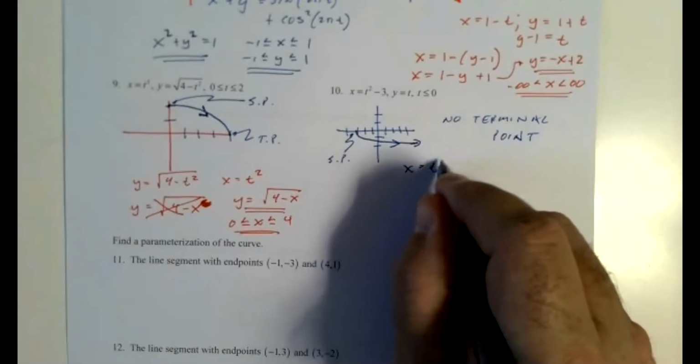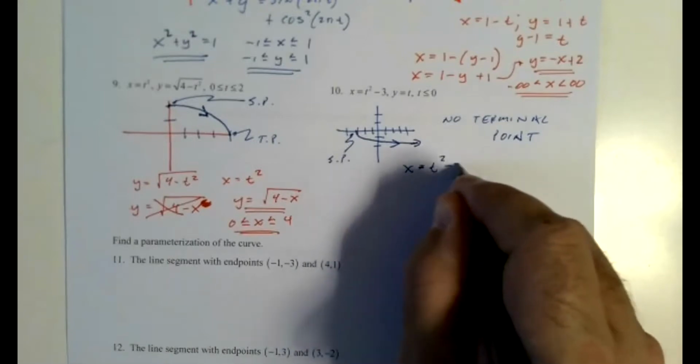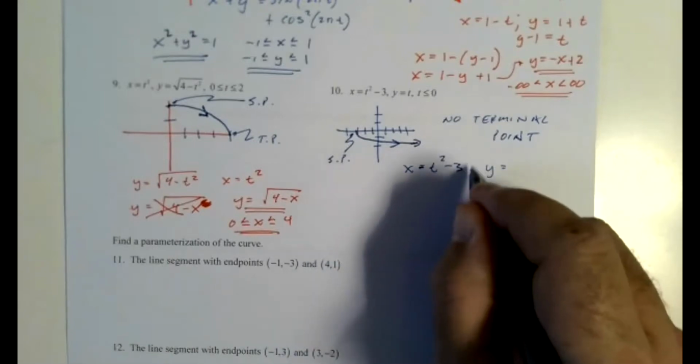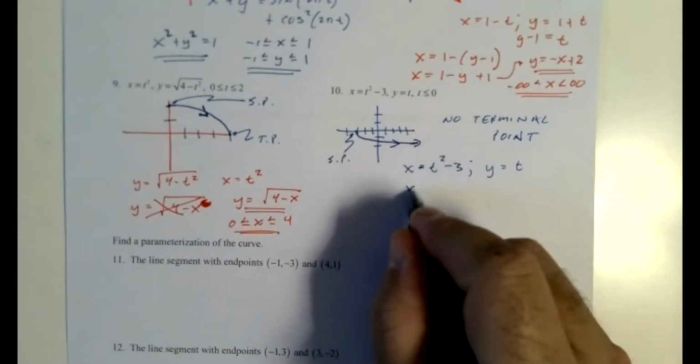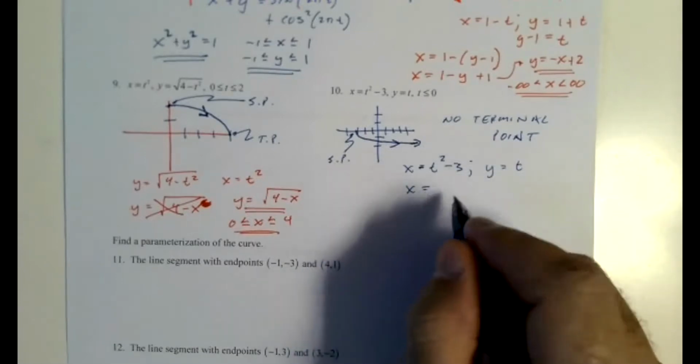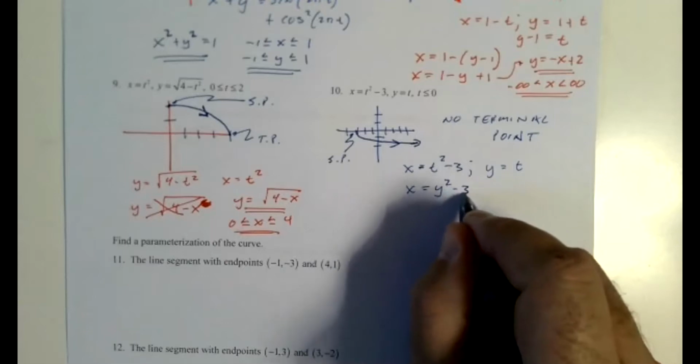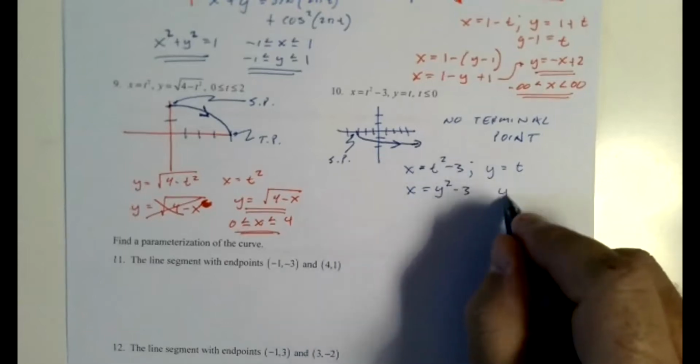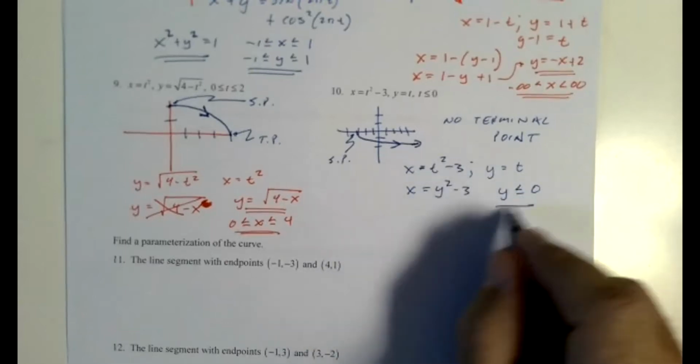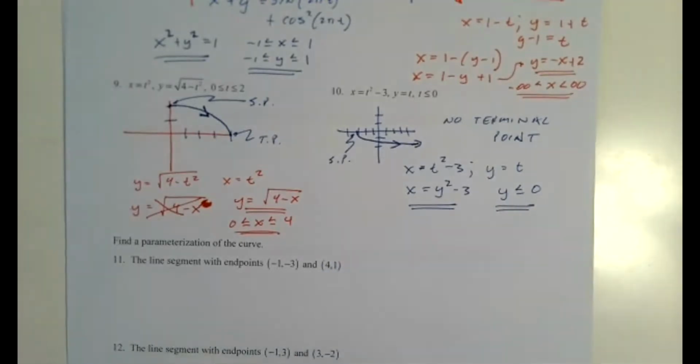X equals t squared minus 3, y equals t, x equals y squared minus 3. Y is less than or equal to 0. If you get something slightly different, do not get hung up on it. It's not that big a deal. Just a little something to get you going.